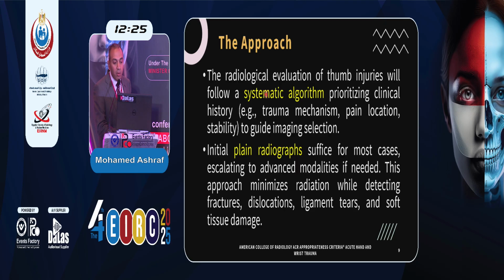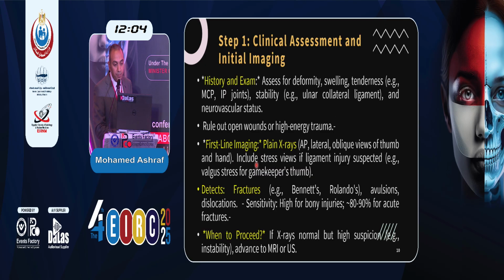The radiological evaluation of thumb injuries follows a systematic algorithm, prioritizing the clinical history to guide imaging selection. Initially start with plain radiographs, which are usually sufficient in most cases, but you can go to an advanced modality like CT or MRI, while trying to minimize radiation exposure. Our first step is taking the history and doing a good examination to assess deformities, swelling, tender points, and the stability or instability of the thumb. Then we should check if there is an open wound or high energy trauma.